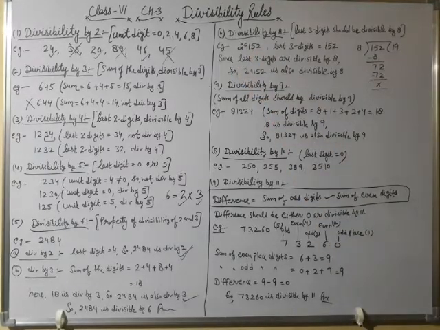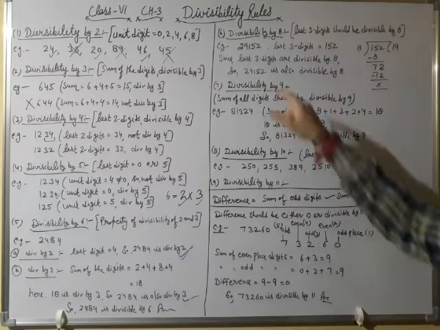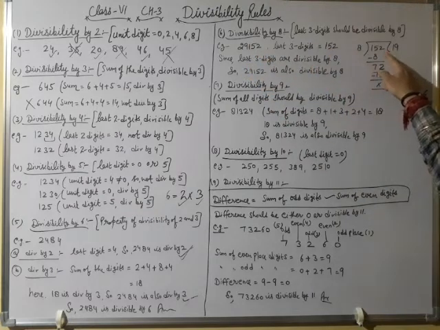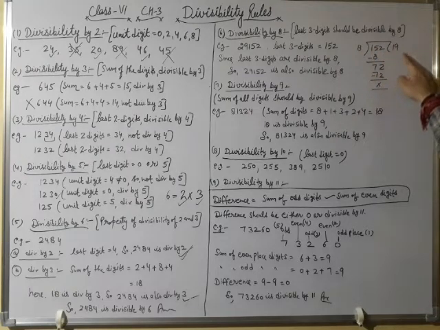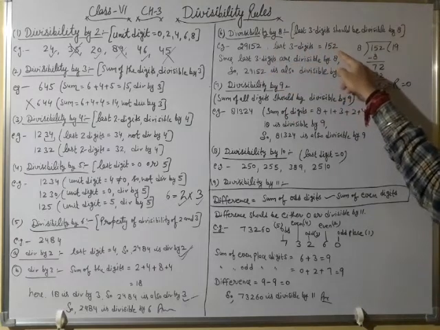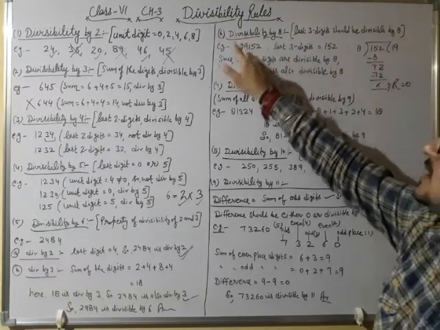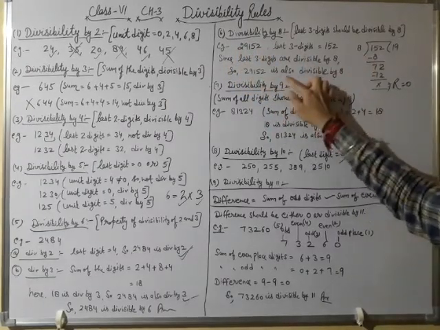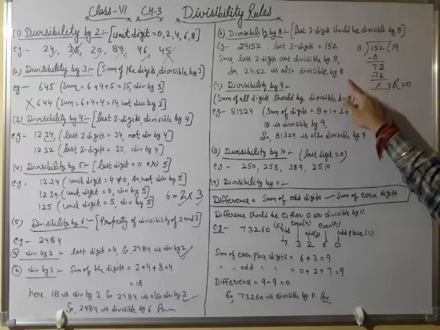For example, 29152. Here the last 3 digits of the number are 152. So we have divided 152 by 8 and we have checked it is divisible by 8 because the remainder is equal to 0 here. So the last 3 digits of the given number are divisible by 8. Therefore the number 29152 is also divisible by 8.